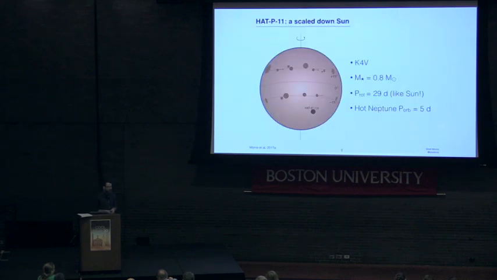HAP 11 is a K4 dwarf. It's 80% the mass of the sun and has a rotation period of 29 days. Unlike the sun, it has a hot Neptune, which orbits at a 5-day orbital period. And that hot Neptune acts as a really poor coronagraph, blocking out just a tiny portion of the stellar surface as a function of time.